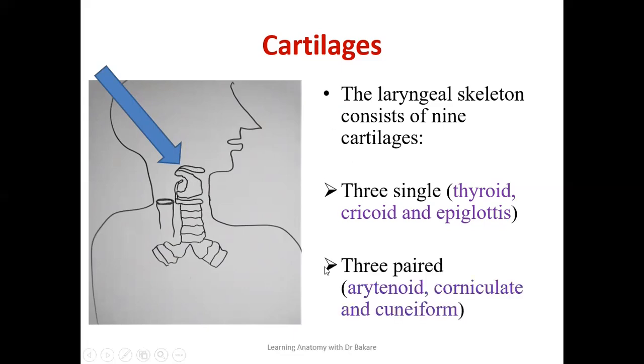The second group of cartilages that we have are the paired cartilages. This means that there are 2, one on the right side and the other on the left side. So we have the arytenoid, the corniculate, and the cuneiform. This is the arytenoid at the back. We have the corniculate and the cuneiform down in the anterior part of the arytenoid. So these cartilages are 2 each. So we have 3 paired and 3 unpaired, forming a total of 9 cartilages.